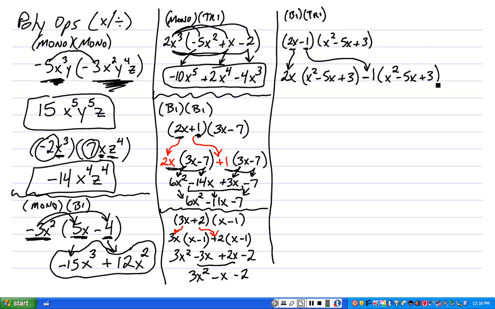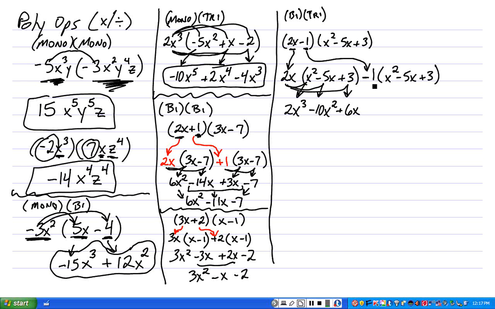Okay. So 2x times x squared is going to be 2x to the third, because x1 and x2 is x3. 2x times a negative 5x, negative 10x squared. 2x times 3 plus 6x. Now, you've multiplied the 2x, the first term in the first polynomial, by the entire second polynomial, so now you move to the next term and multiply it by the entire second polynomial.